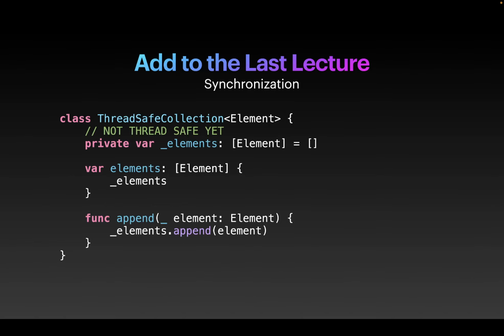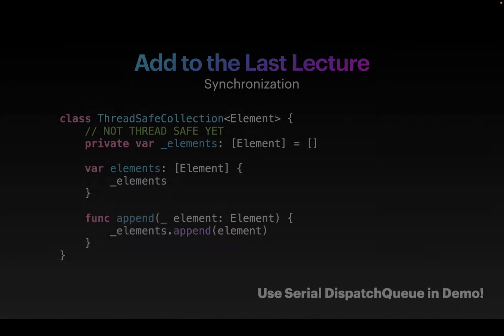So, any problem here? It's not thread safe. For example, what if multiple threads try to access it concurrently? Maybe some thread wants to read from the data and some thread wants to append to the data, and they interleave with each other. That can cause a data race. So, any solution to that? We discussed that in the previous lecture: use a serial dispatch queue. Let's see this in action.